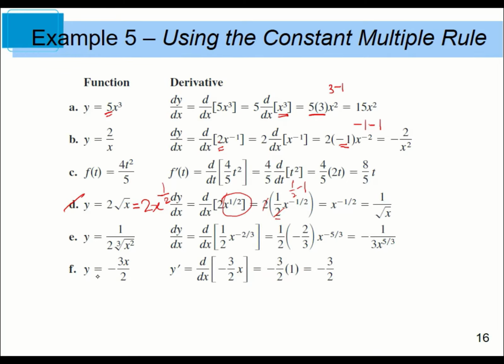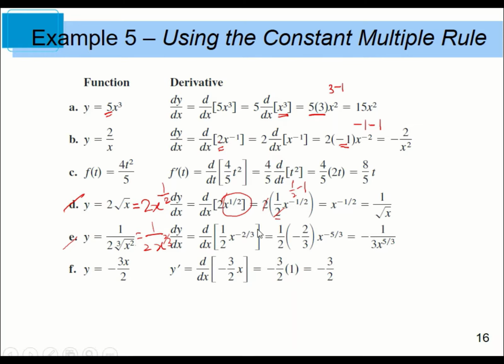Okay, so for question E, again, first we are going to change this to the index form. So we have 1/2 times x to the power of 2/3, because the root is 3, so we have 3 as the denominator. The power is 2, so we have 2 as the numerator. So the power is 2/3. Now after that we bring it up, it becomes x to the power of -2/3.